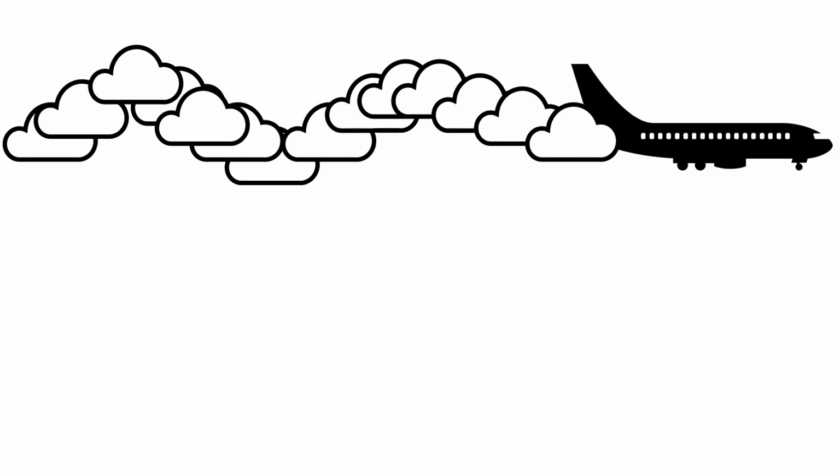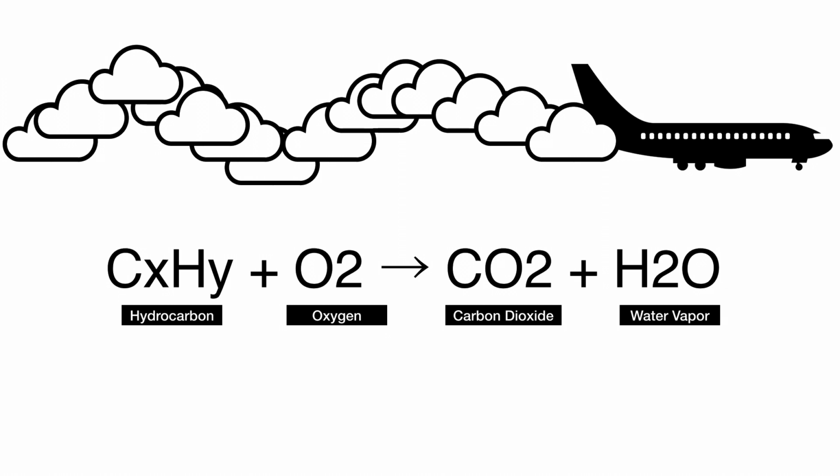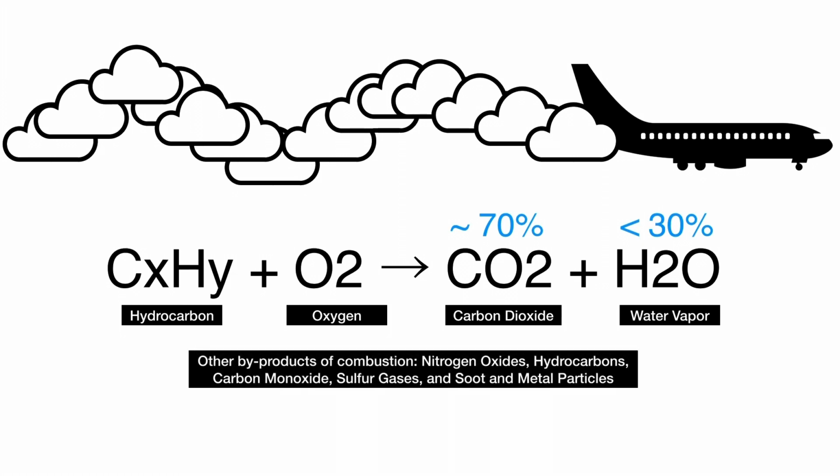But what exactly is in the exhaust plume to create the contrail? Well, jet fuel is made with a mixture of hydrocarbons, and when combustion occurs and oxygen interacts with the hydrocarbons, there are two primary byproducts, carbon dioxide and H2O, which is in the form of water vapor. The carbon dioxide accounts for about 70% of the exhaust, while the water vapor is a little less than 30%. There are other byproducts, such as nitrogen oxides, hydrocarbons, carbon monoxide, sulfur gases, and soot and metal particles. However, these account for less than 1% of the exhaust mixture.